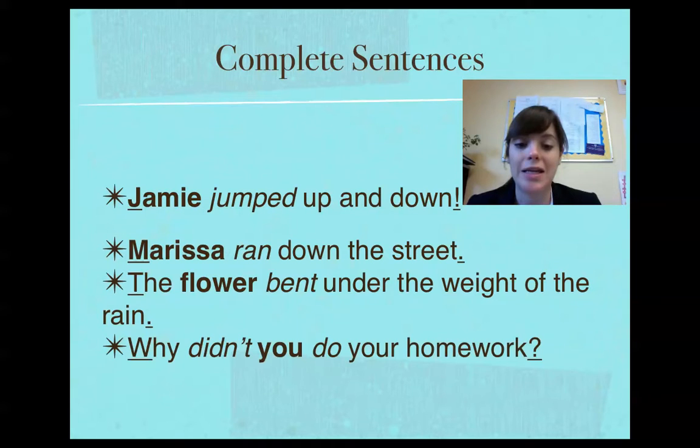All right, last one, why didn't you do your homework? I have my subject you, I have my verb didn't do, and I capitalize my W, and I have a question mark at the end. So each of these would fit our requirements of a complete sentence. None of them begin with and or but. They all have a subject, verb, capital letter, and punctuation.